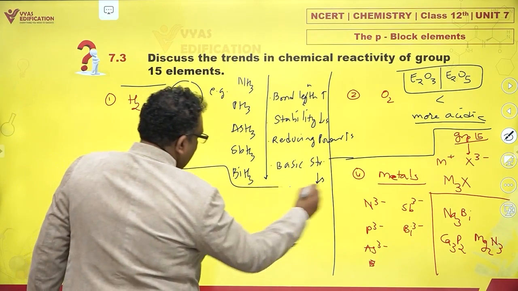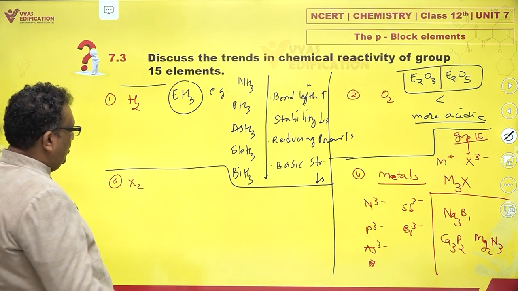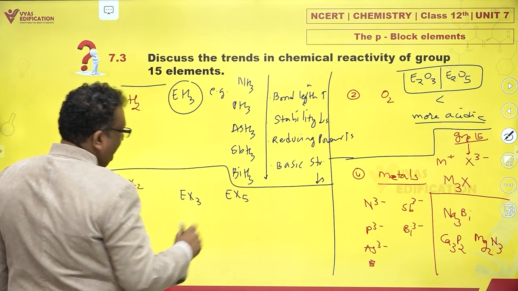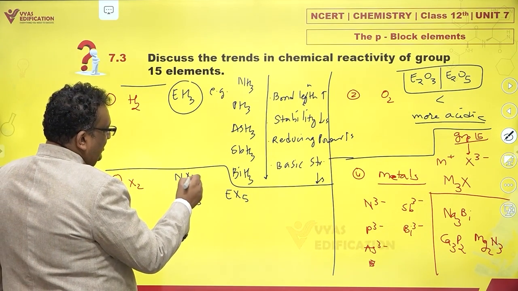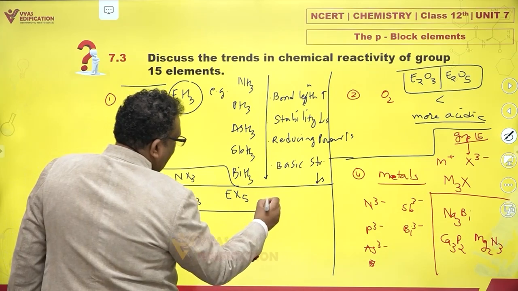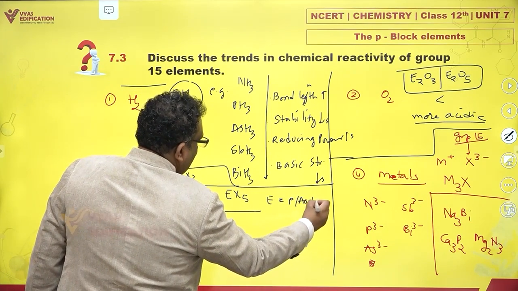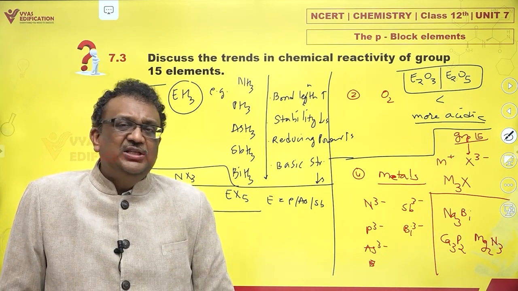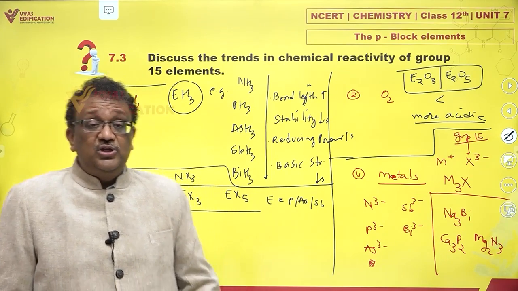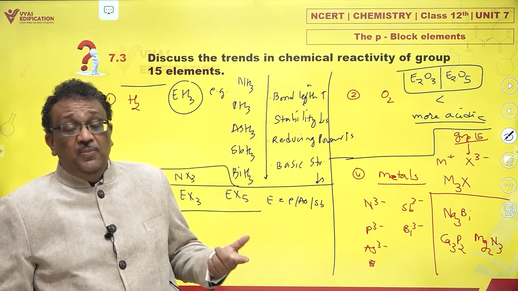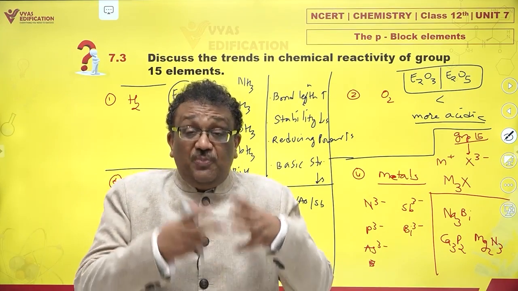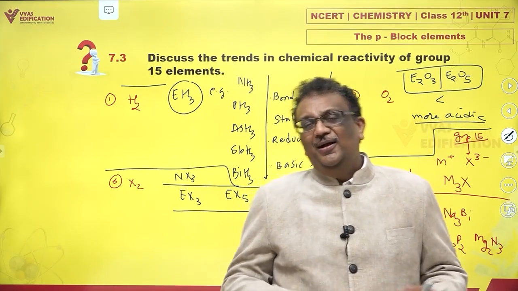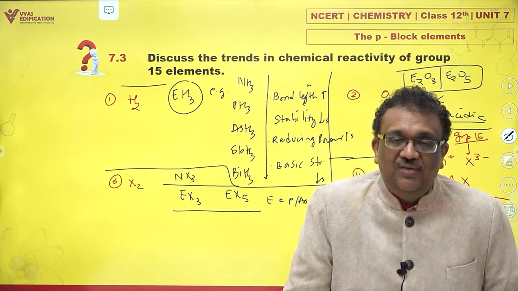What about X2? Murder of science continues. In X2, you can form EX3 as well as EX5. Nitrogen will give you just NX3. Nitrogen will not give you NX5, but E can be phosphorus, arsenic, antimony. To some extent, bismuth also, but bismuth also loves forming just +3 because of inert pair effect. Nitrogen does not form +5 because there is no presence of d orbitals in nitrogen. Nitrogen cannot expand the octet. Bismuth can expand the octet, but bismuth doesn't want to expand the octet. It just stays because of inert pair effect. Bismuth just loves to stay in +3.